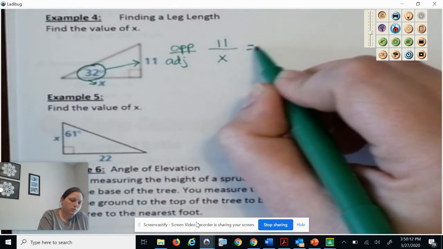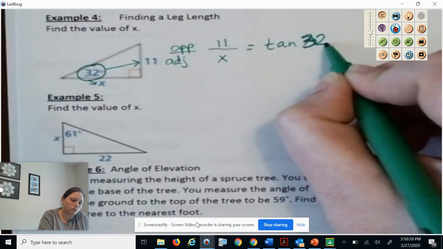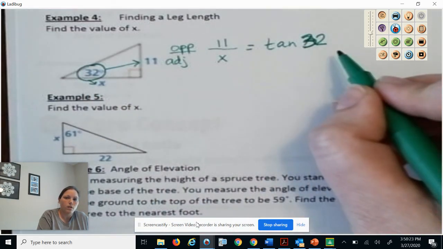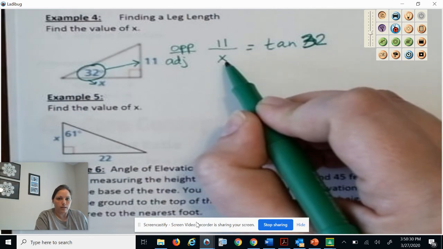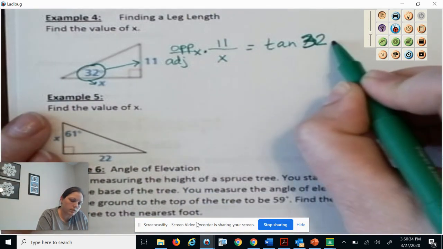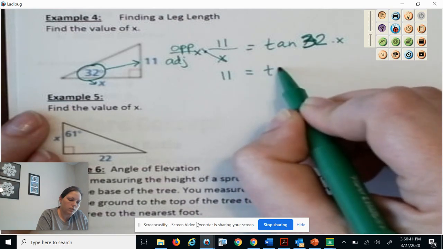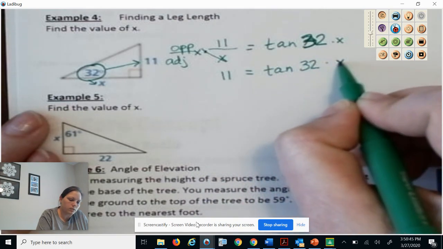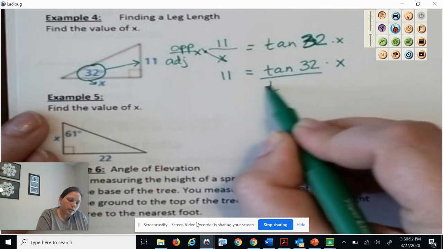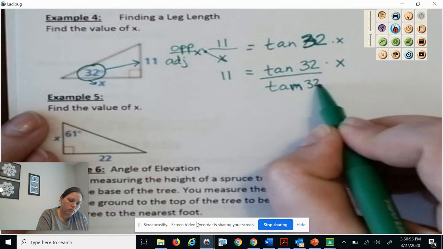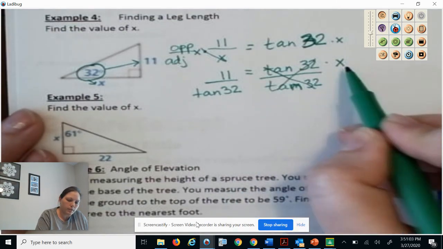Okay. And that is equal, opposite over adjacent is the tangent of A. Or tangent of 32, because that's our angle. So whatever your angle measure is, if you know it, it goes with that tangent. Now to solve for this x, we want to multiply by x on both sides to cancel the fraction. And we get 11 equals the tangent of 32 times x. Now we want to solve for x, so we're going to get x by itself by dividing by the tangent of 32 on both sides. So that cancels here. We have x by itself.